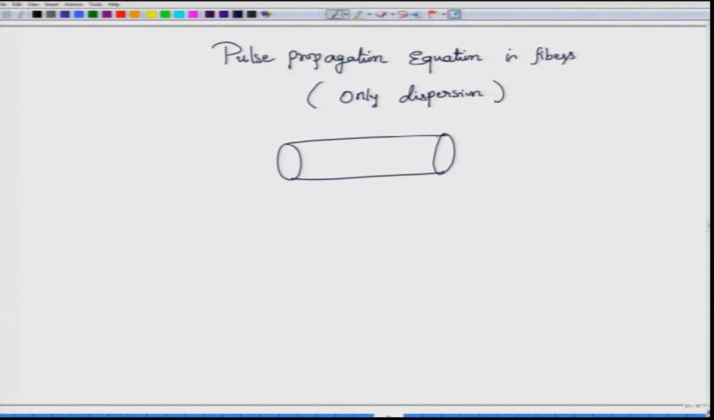that in the frequency domain would be represented as e power minus j beta 2 by 2 omega square z, or rather in this case, since the fiber has a length z equal to L, this would be the transfer function.